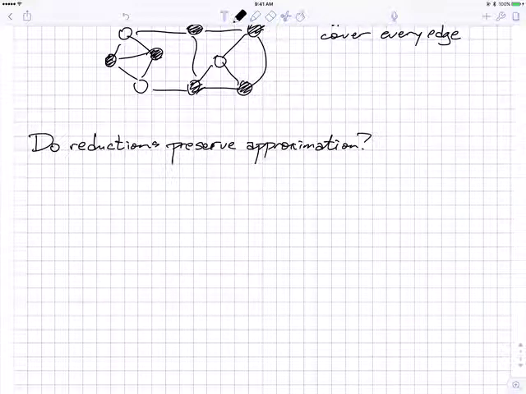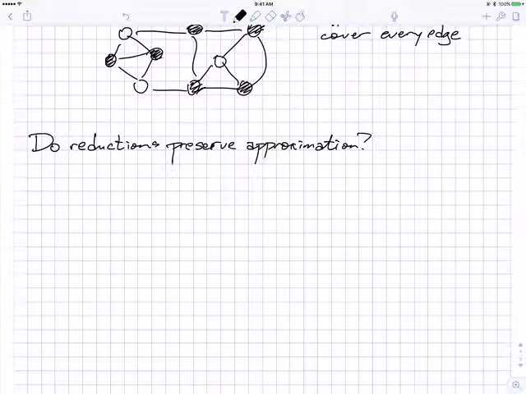Well, it depends on how the reduction works. If the inner algorithm computes a number and you just spit it out as the solution to the outer algorithm, then yeah, you'll still get the same approximation. But if you remember, the way the reduction to 3-SAT worked was if there's a vertex cover of a certain size, you report true, otherwise you report false.